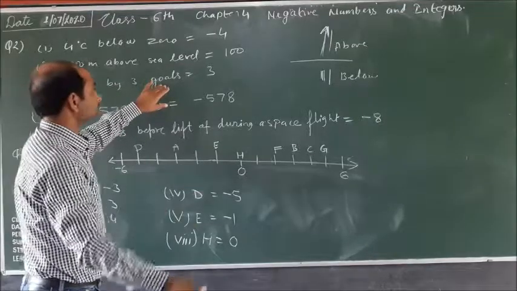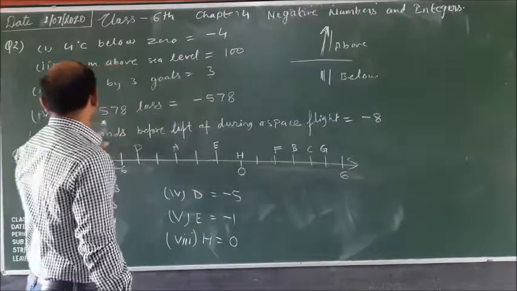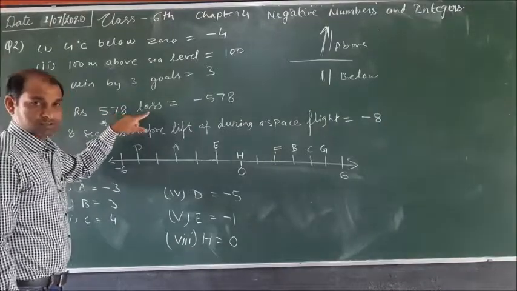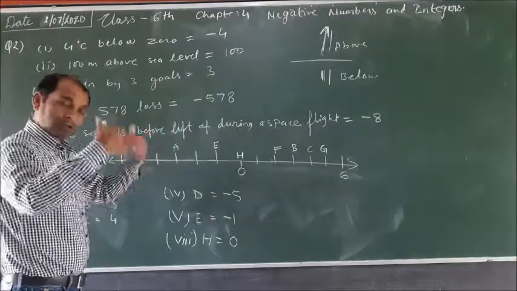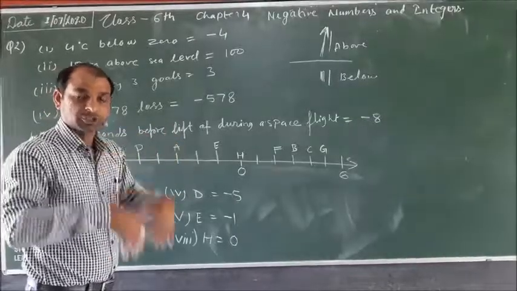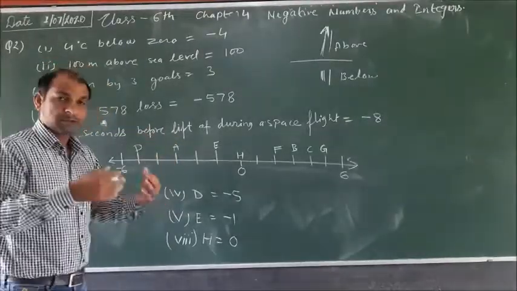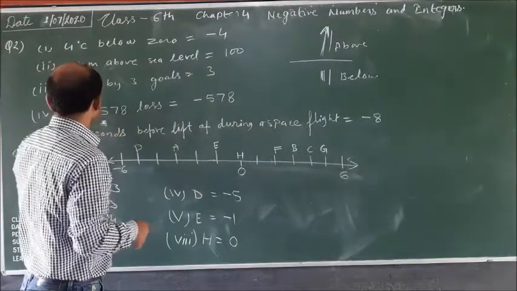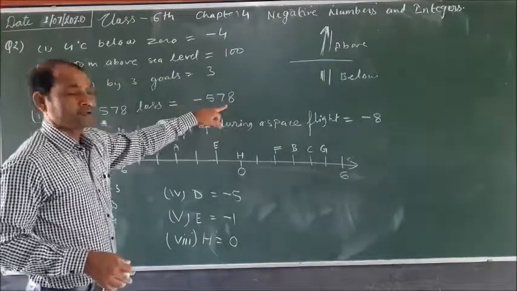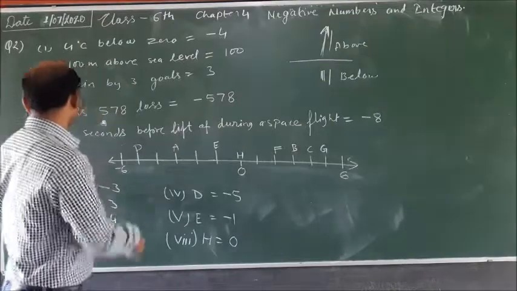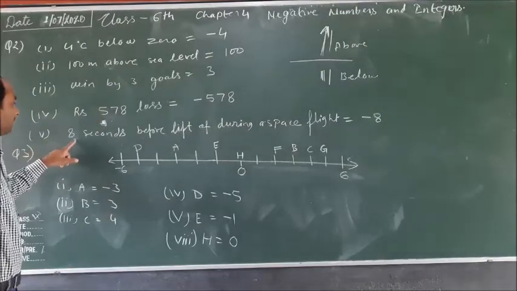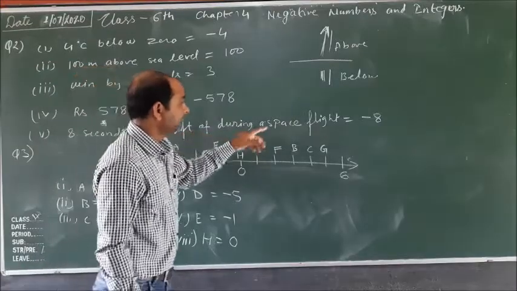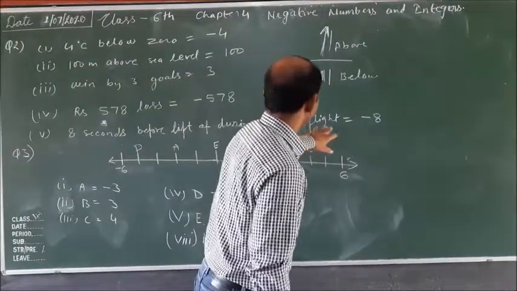Win by 3 goals equals 3 rupees. Loss means हारना, हमारा नुकसान हो गया. लॉस मीन्स हमने इतने रुपए का हमें लॉस हो गया. So -578.